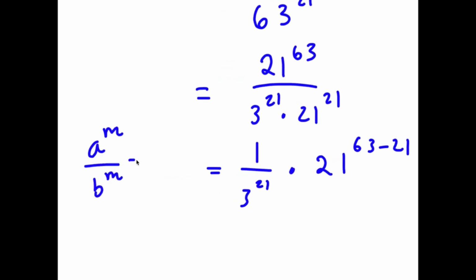Because if I have something in the form a to the power of m over a to the power of n, this is equal to a to the power of m minus n. So in this case, I had 21 to the power of 63 over 21 to the power of 21. So I rewrote this as 21 to the power of 63 minus 21.